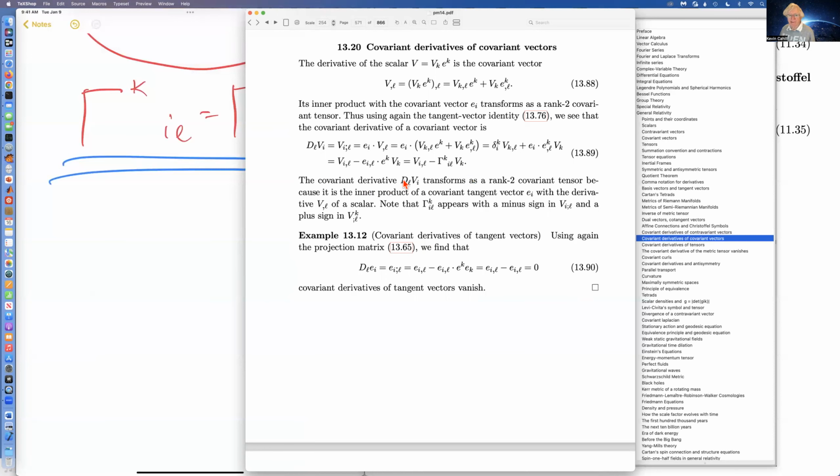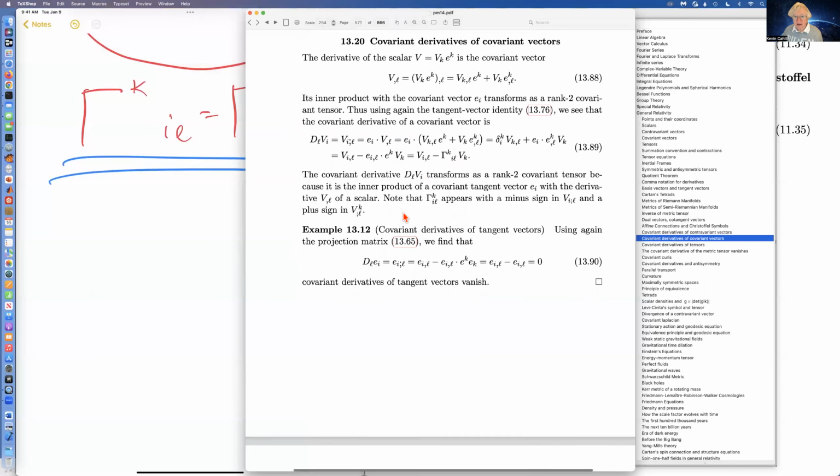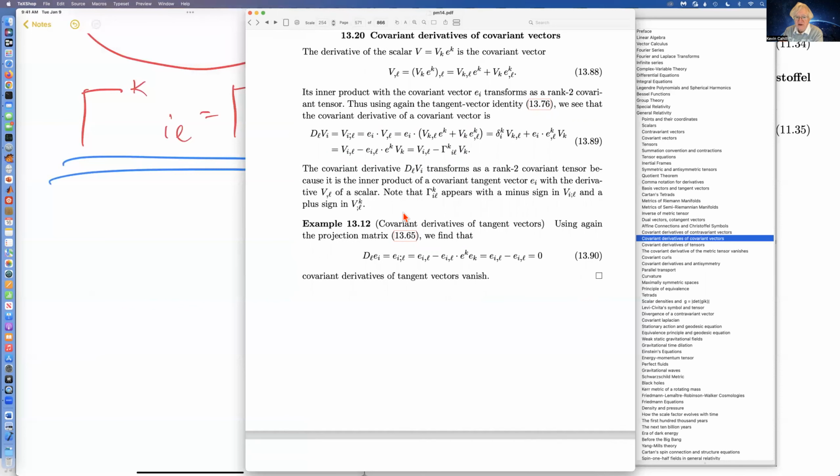So that's how we construct a covariant derivative of a covariant vector. And this covariant derivative of a covariant vector is a rank 2 covariant tensor. You can think of it that way because it's the inner product of a covariant tangent vector with the derivative of a scalar, which is a covariant vector. So this is a rank 2 covariant tensor.